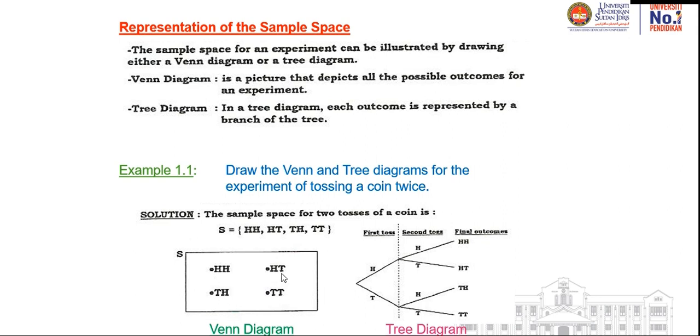And for the Venn diagram, it's not necessarily a rectangle. The shape can be a circle or any shape as long as it's a closed boundary.